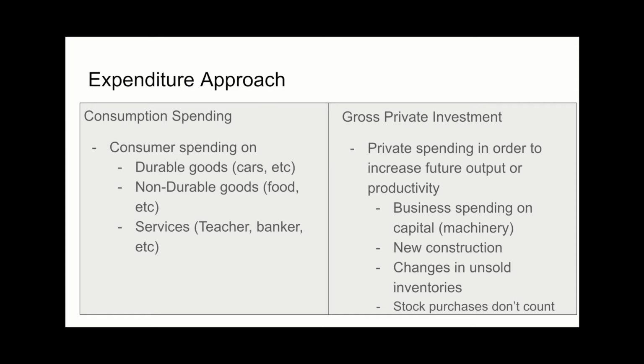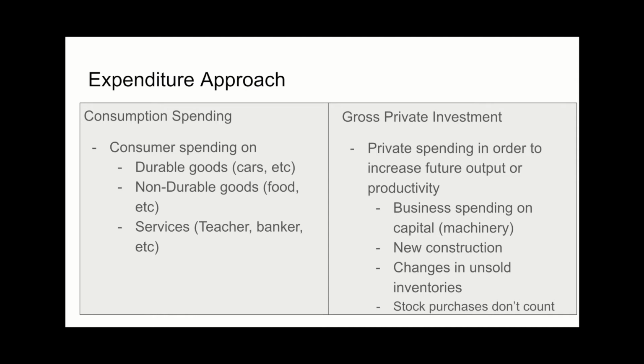Services also count. A teacher, a banker, anybody that works in like financial investment, so like you'd pay them and they go buy stock for you, that would count. People that work at a coffee shop, those are all services. So services are also going to be counting. So any consumer spending on goods and services is going to count.